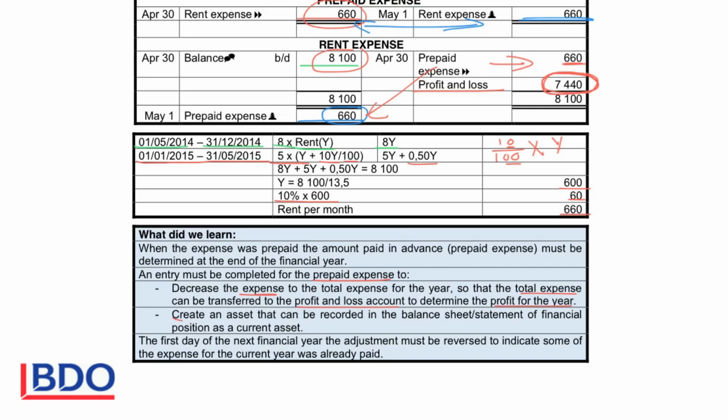An asset must be created that can be recorded in the balance sheet or the statement of financial position as a current asset. On the first day of the next financial year, the adjustment must be reversed. So what we did at the end of the previous year must be reversed to indicate that some of the expense for the current year was already paid. So we will debit our expense account and we will credit the prepaid expense account.